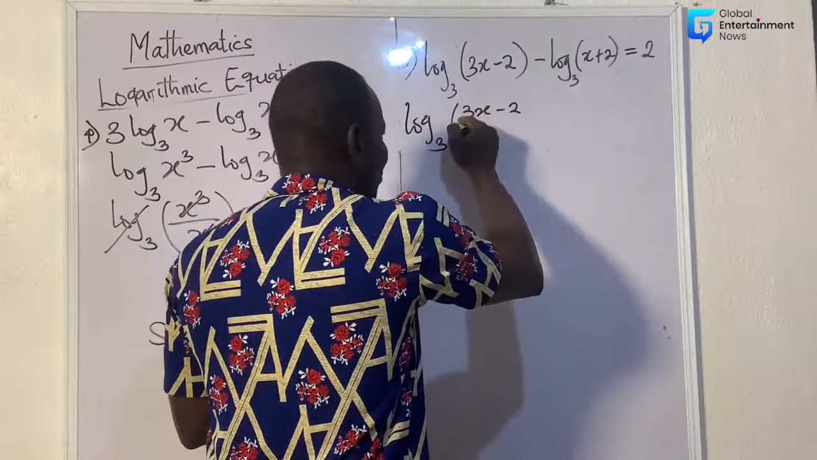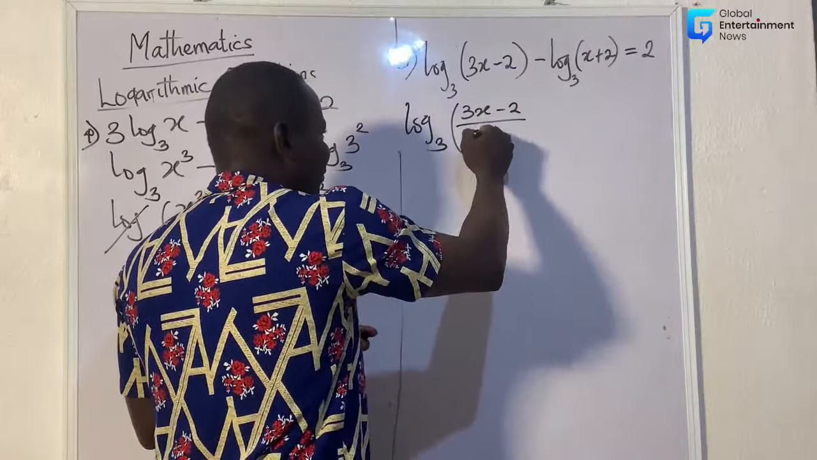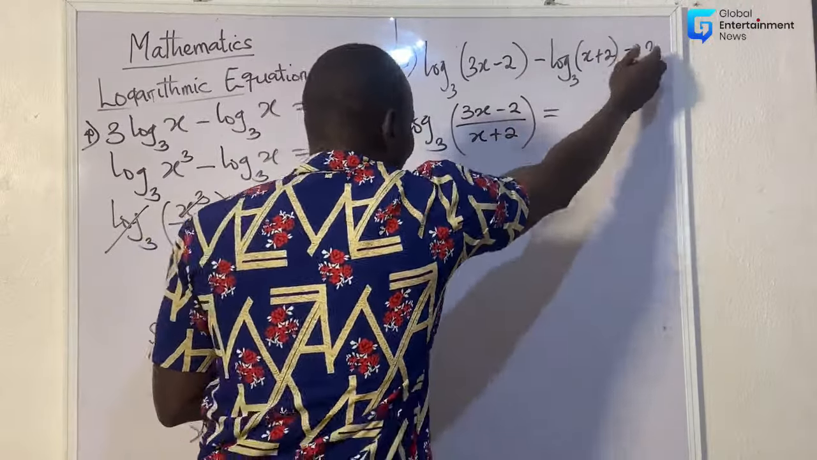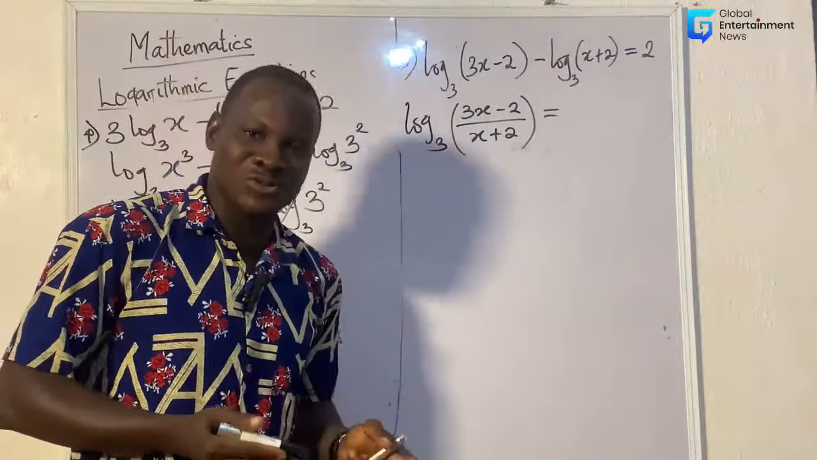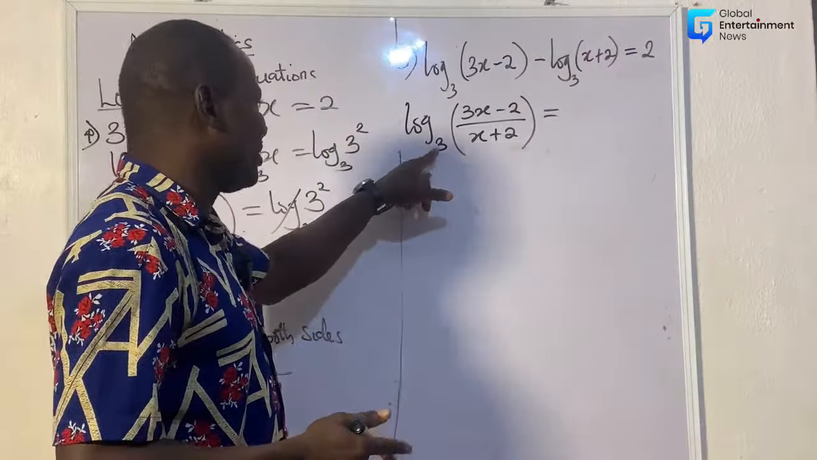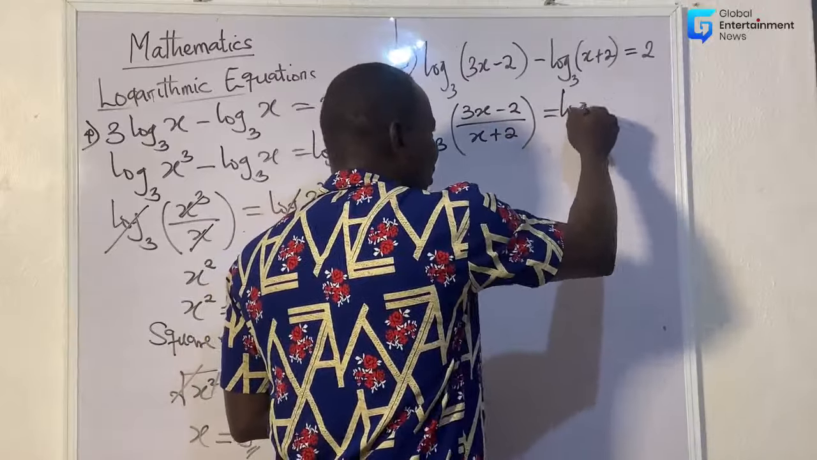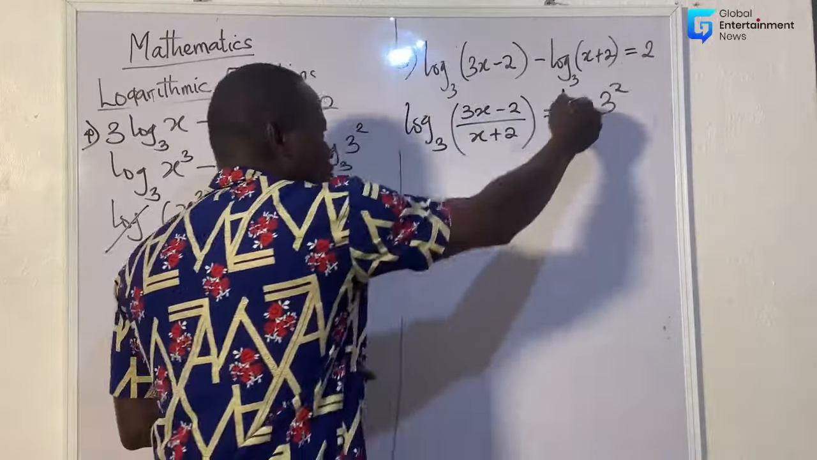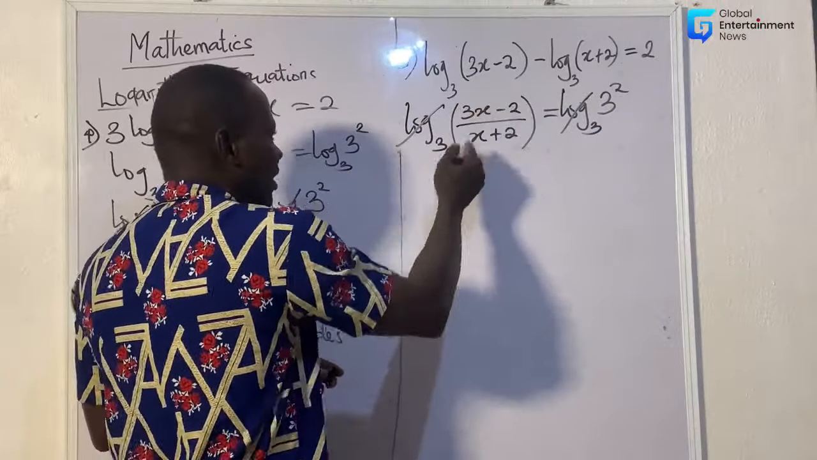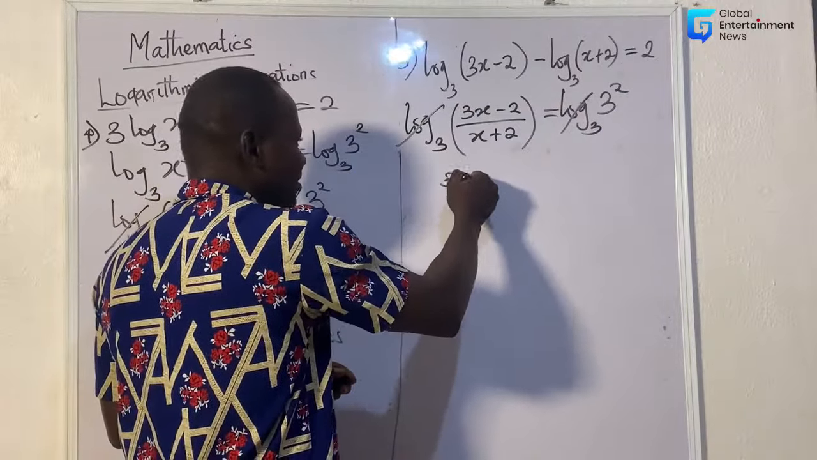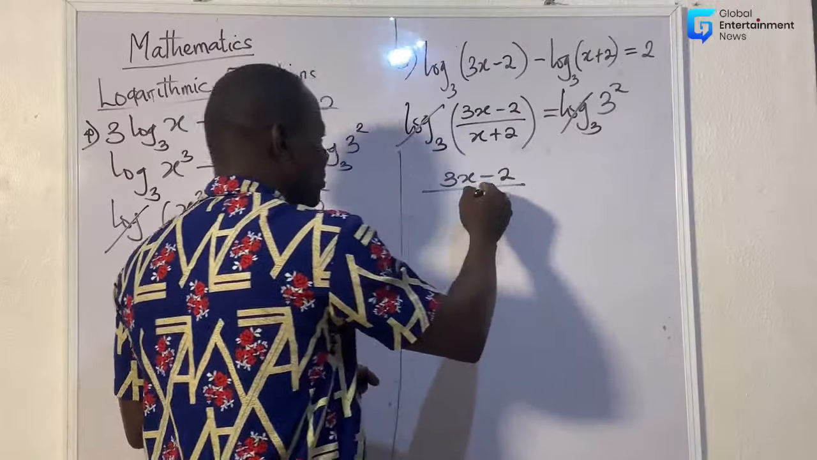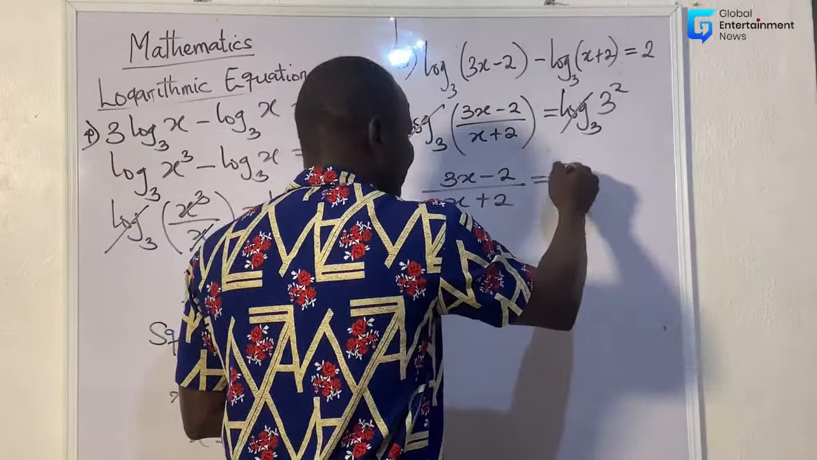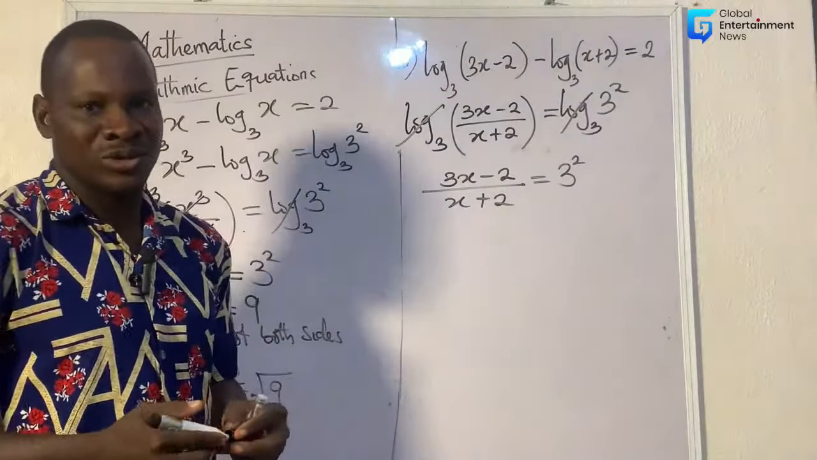Then this one we turn to divided by, we have x plus 2, then is equal to 2, to base 3. So it's going to be log 3 to base 3 raised to power 2. Remember, we cancel this. So what we have now is 3x minus 2 all over x plus 2 is equal to 3 raised to power 2. Do you understand?